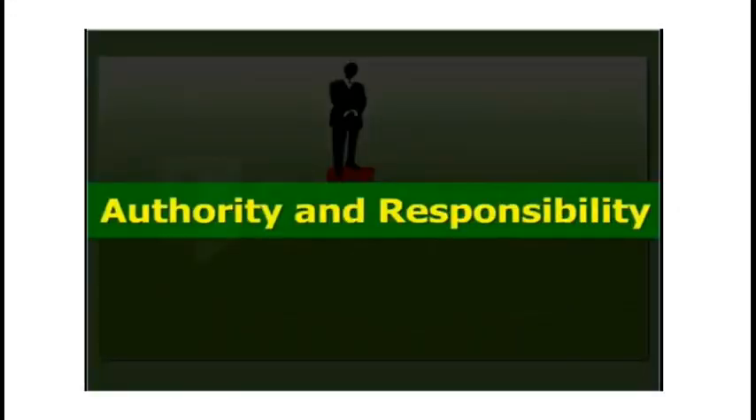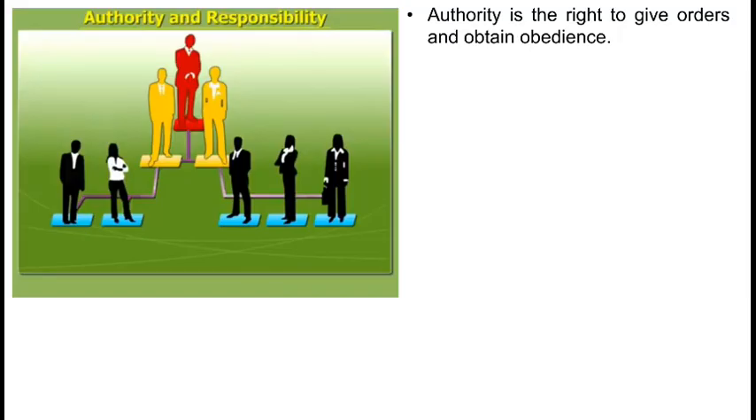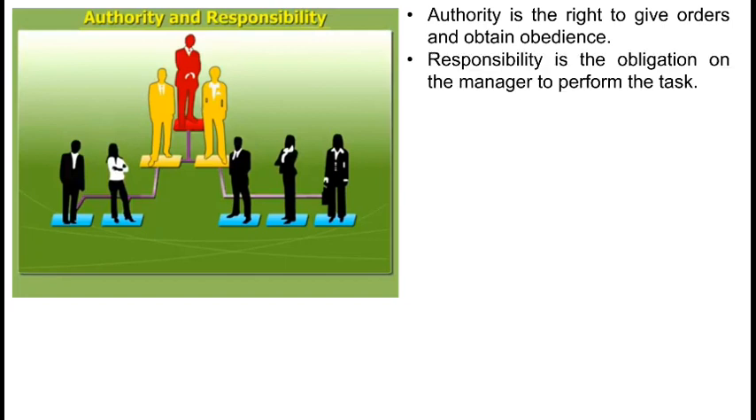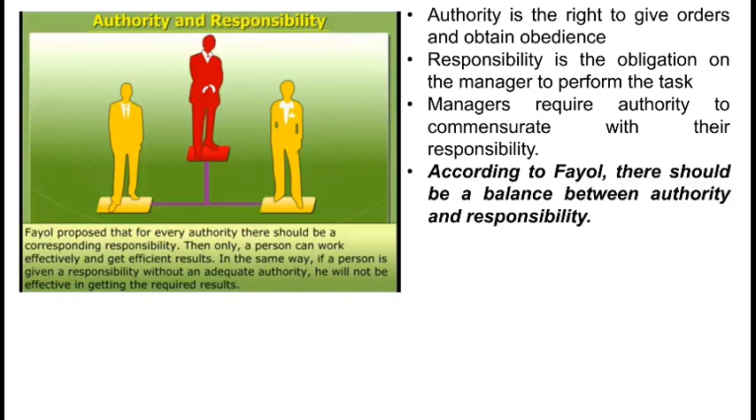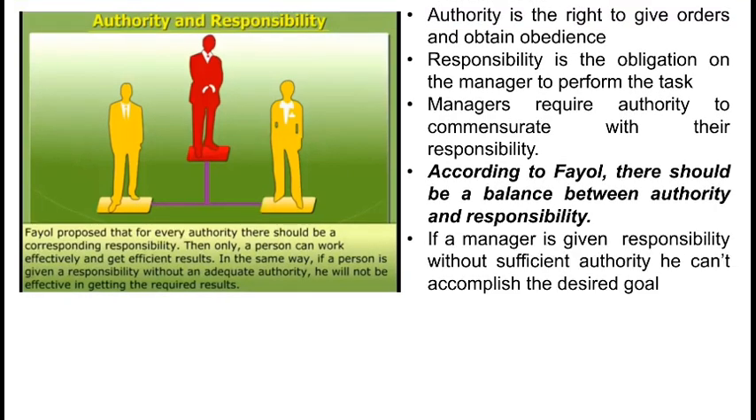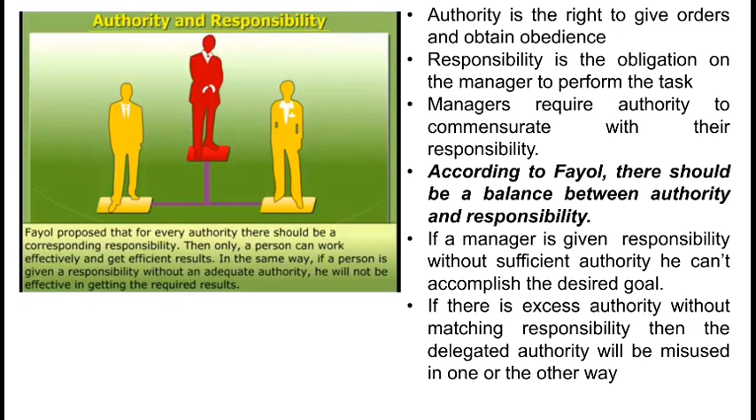Second principle, authority and responsibility. Authority is the right to give orders and obtain obedience, whereas responsibility is the obligation on the managers to perform their task. Managers require this authority to commensurate with their responsibility. According to Fayol, there should be a balance between authority and responsibility. If a manager is given responsibility without sufficient authority, he can't accomplish the desired goal. On the other hand, if there is excess authority without matching responsibility, then the delegated authority will be misused in one way or another.